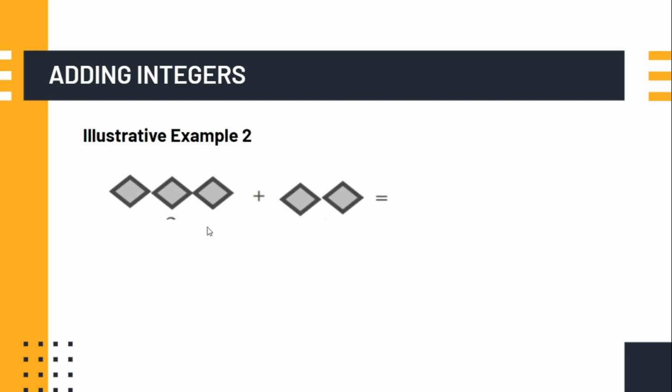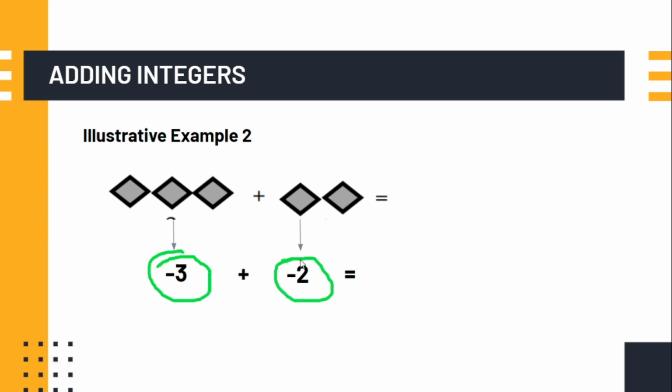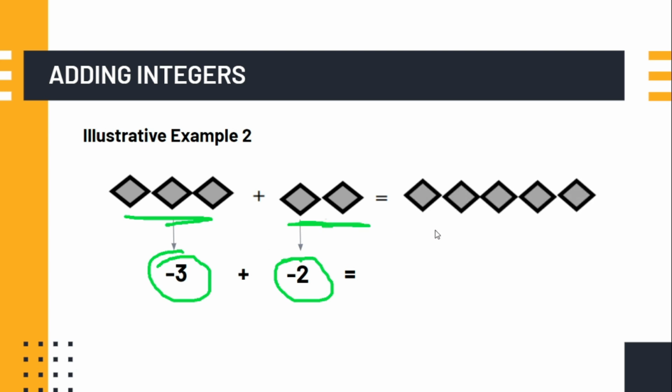Next, illustrative example number 2, what if we have this? This one, it represents what? Negative 3, correct? And this one is negative 2, because we said that gray is negative. Since we have three, that's negative 3. This one, two, negative 2. Now, if we add this, three gray and two gray, how many gray is that? 5. 5 gray. Correct? So, we have negative 5. Negative 3 plus negative 2 is 5 gray, so negative 5. So, that's how it is.